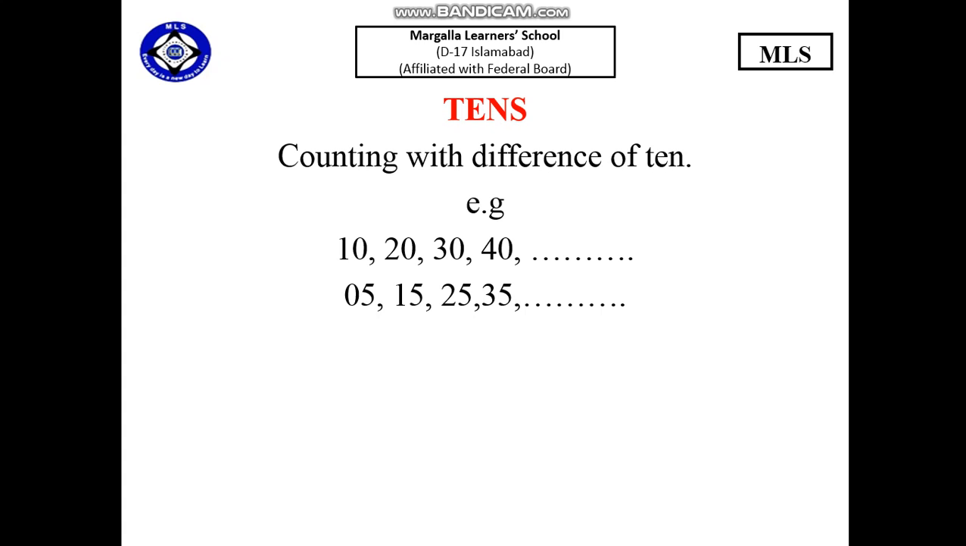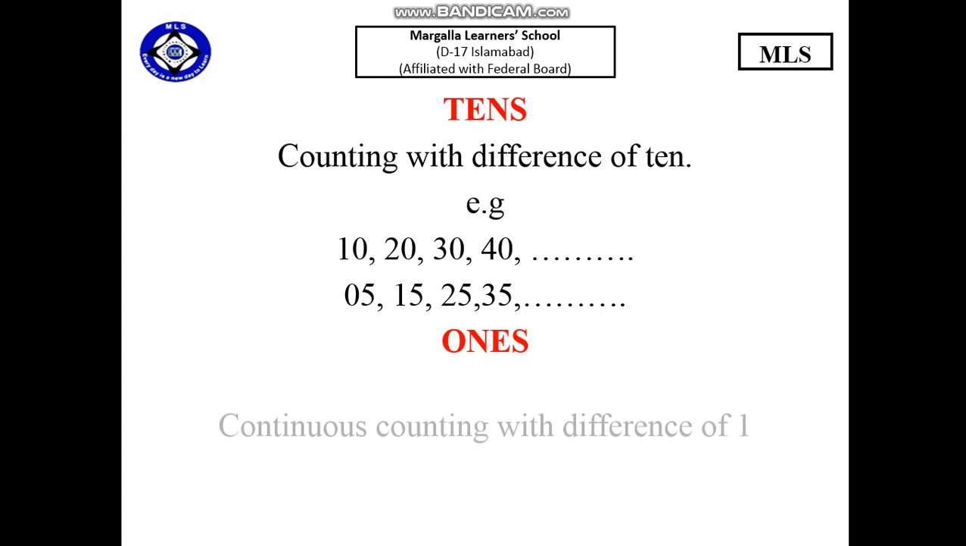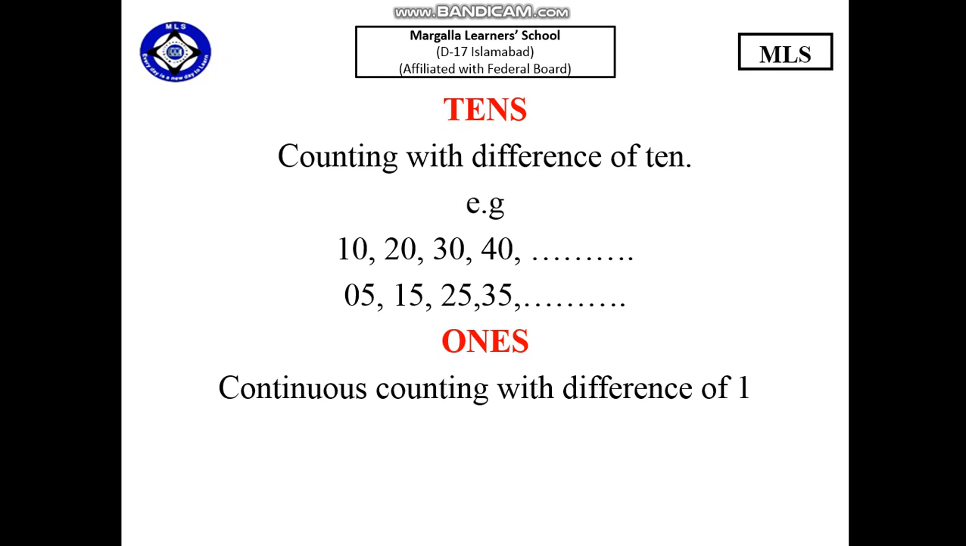Now let's talk about ones. Continuous counting with difference of 1. Here you just need to go with the one difference. For example, after 1 obviously 2 comes. It means that there is only the difference of one number. So 1, 2, 3, 4, 5. This is the continuous counting with difference of 1.